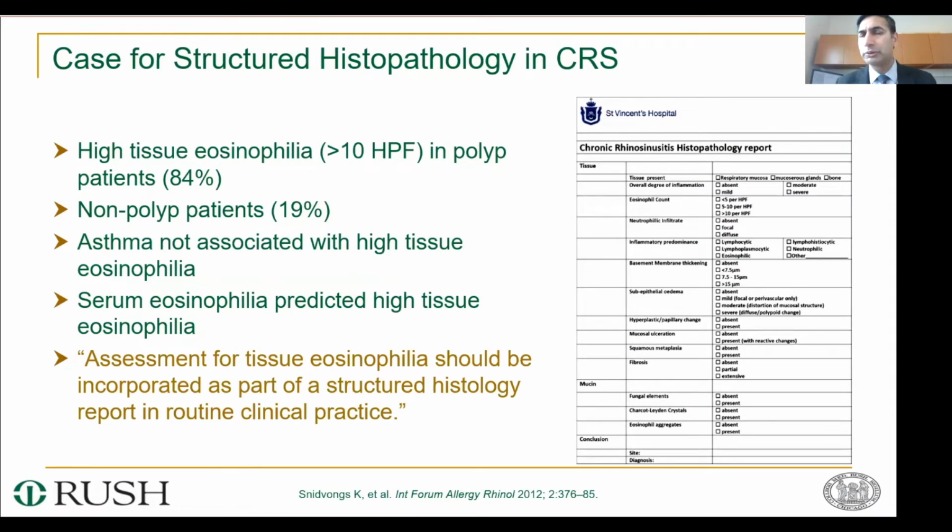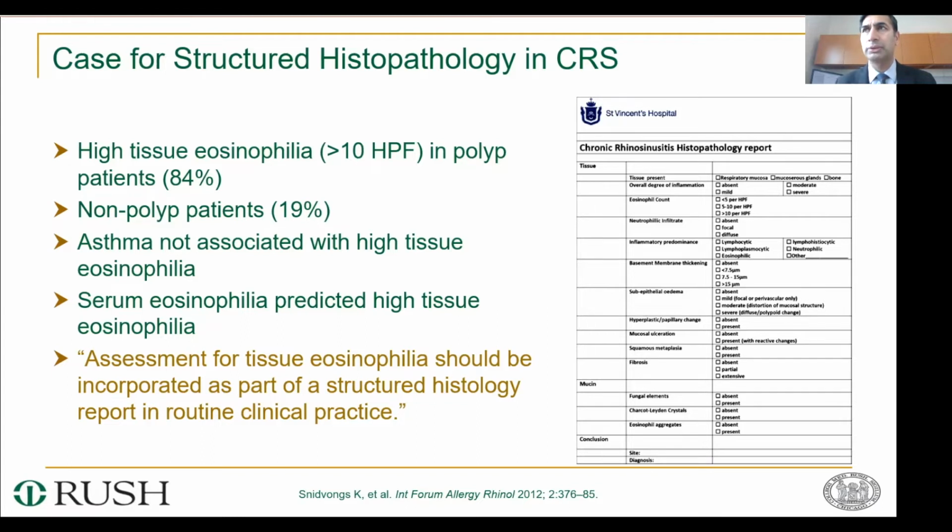Richard Harvey's group was the first to report this. This was published now a decade ago, where they showed that polyp patients had high tissue eosinophilia, greater than 10 per high-powered field. And what they recommended was that this assessment of tissue eosinophilia should be incorporated as part of a structured histopathology report in routine clinical practice.